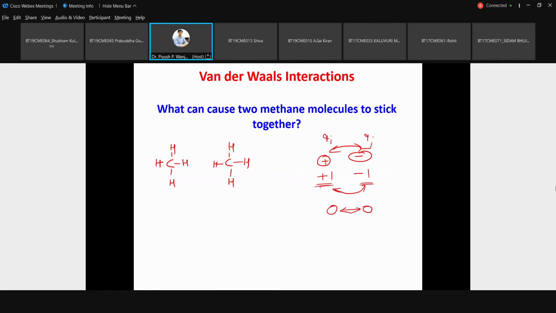They are having some well developed charges, but there are so many molecules which are neutral only. Their overall charge, like ions, they won't be having plus or minus charge. They will be neutral only. So how are these two neutral things going to interact with each other? There should be some positive and negative stuff, then only they are going to interact.